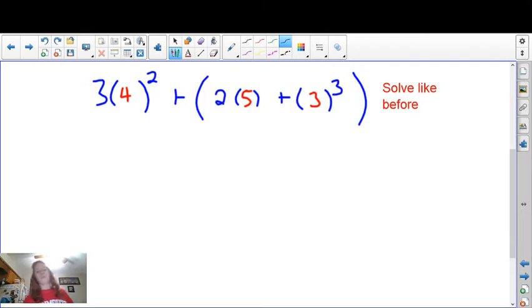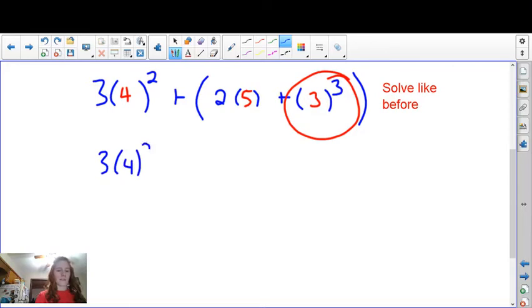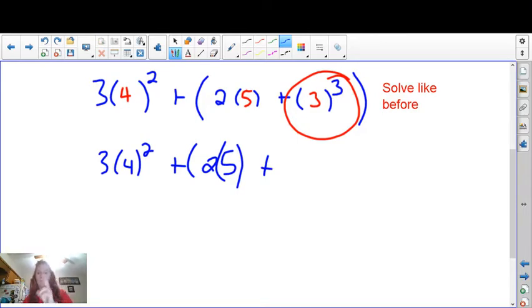So I need to start with my order of operations. I start inside the parentheses in the innermost piece, and in my innermost piece I have 2 different parts. So I start with the exponents always. So this is where I'm going to start. I have 3 times 4 to the second plus parenthesis 2 times 5 plus 3 cubed. 3 cubed is 3 times 3, which is 9.